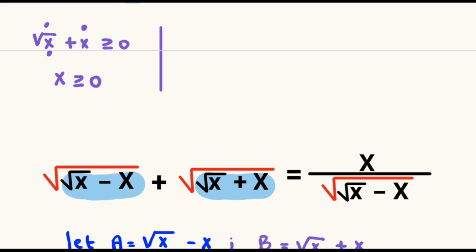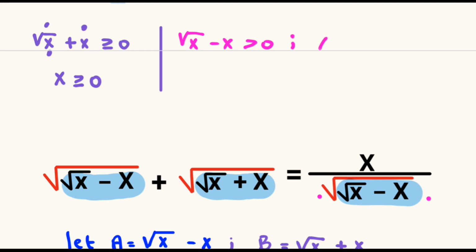The square root of x minus x is occurring twice. So the square root of x minus x has to be greater than 0, but it cannot be equal to 0 because it's the only term inside the square root in the denominator. So the denominator can never be equal to 0.